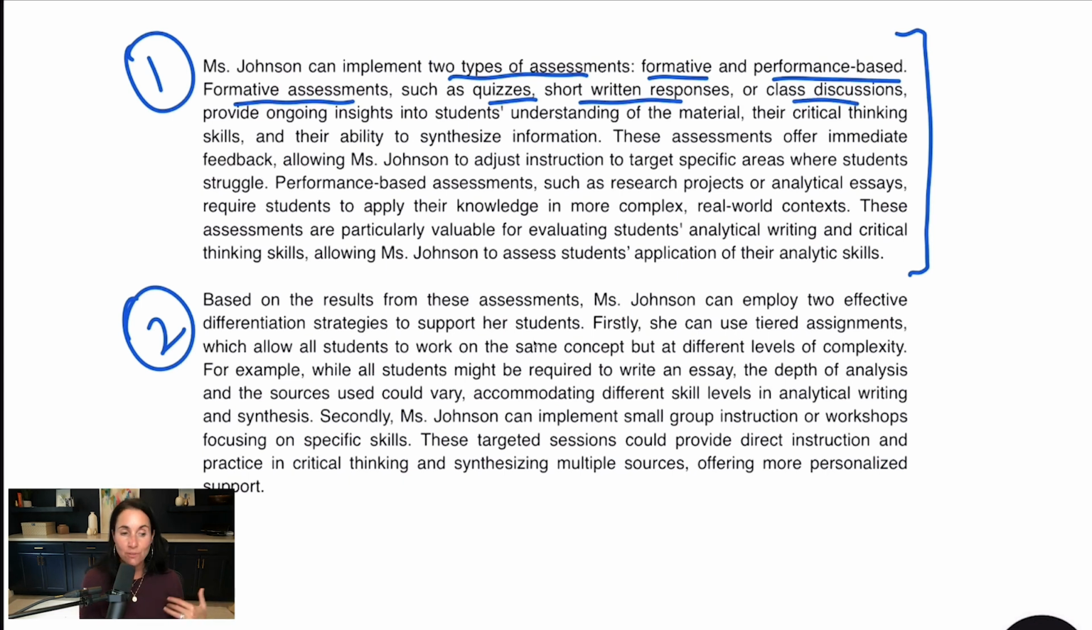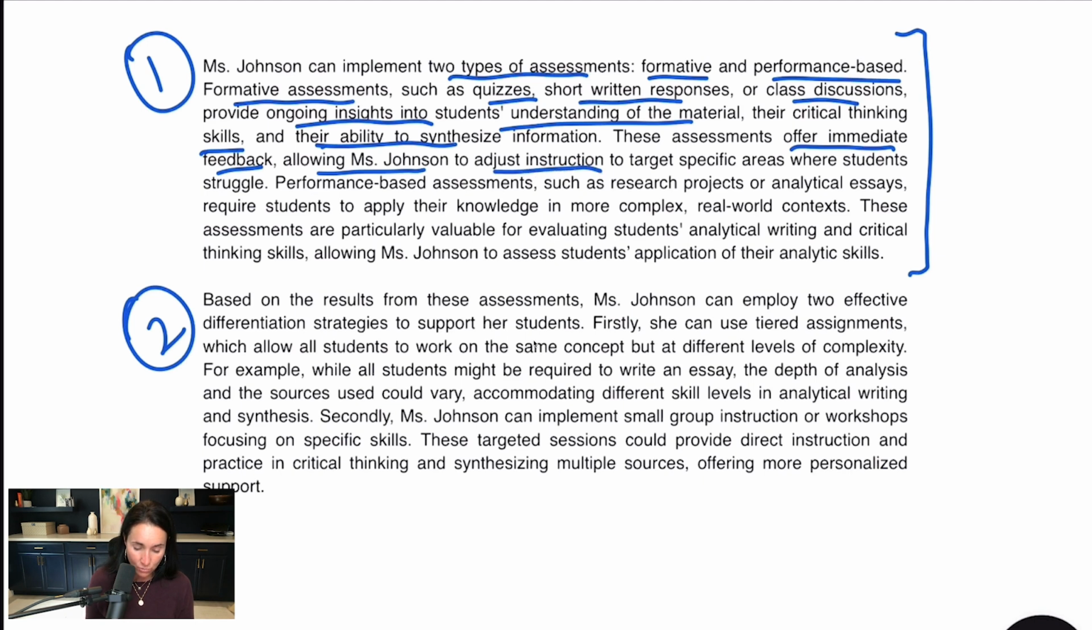You could say observations. You could say looking over cooperative work products. You could say anything. Formative assessments are really anything. You could say student conferences. All of that is formative assessments. Provide ongoing insights into students' understanding of the material, their critical thinking skills, and their ability to synthesize information. Now, here I get specific. These assessments offer immediate feedback, allowing Ms. Johnson to adjust instruction to target specific areas where students struggle. That's just the definition of formative assessments.